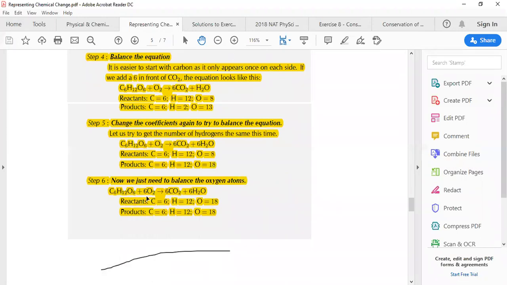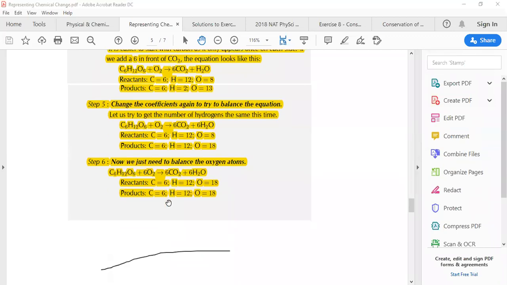So we're going to put a 6 on the oxygen on the reactants. So it's going to be 6 times 2, which makes it 12. Then 12 plus 6 on the sugar, then we're going to have 18. Then on the right-hand side, you've got 6 times 2 by the carbon dioxide, which is 12, plus the 6 on the water, which is 18. Then everything is balanced. Clear?